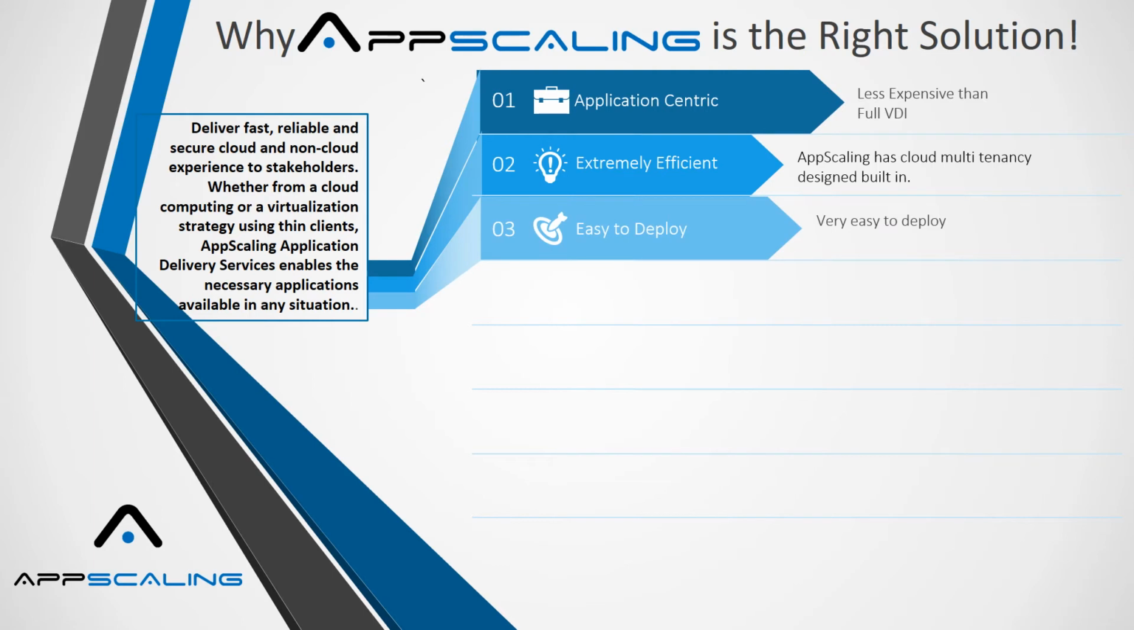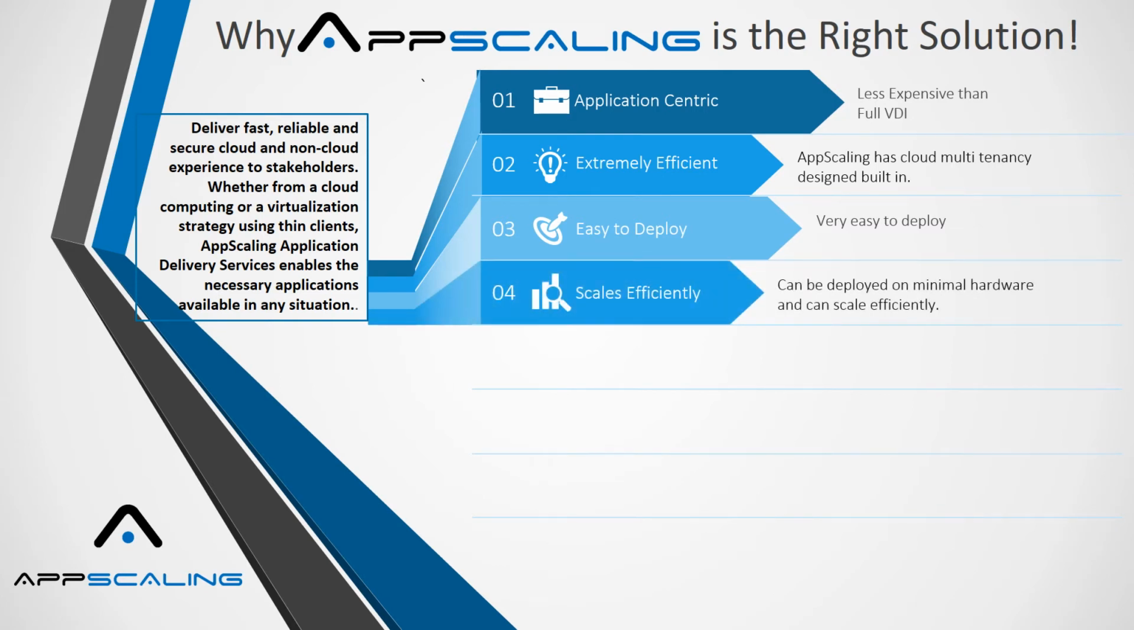It's easy to deploy. You can literally get AppScaling up and running in 10 minutes. Just download the software. You already have the Windows desktop instance running somewhere, whether it's on a desktop, a laptop, a virtual machine, or on a server. Somewhere you just install AppScaling onto that Windows 7, Windows 8, Windows 10 instance, and then the applications can be published and delivered to end user devices.